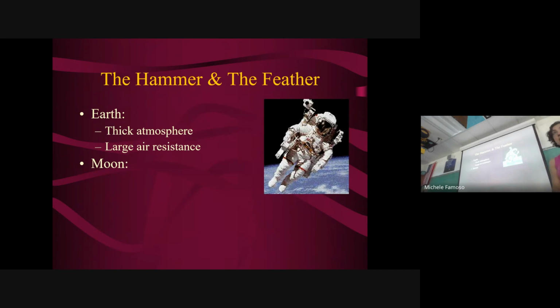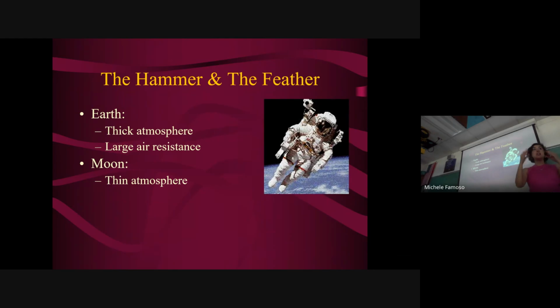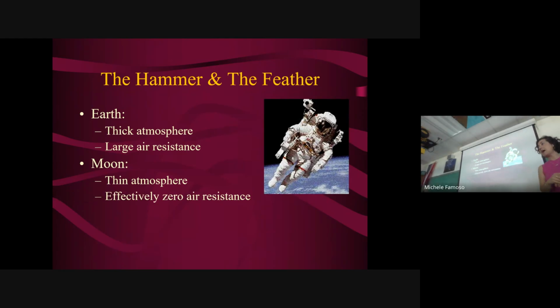On the moon, however, what's different is that the atmosphere around the moon is very thin. There is air. It's just not the same kind of air that we have here on Earth. The molecules that make up the air on the moon are much smaller, which makes it much easier to move through them on the moon. And so effectively, that allows us to reproduce experiments on the moon that have effectively 0 air resistance, because the air there is too thin.